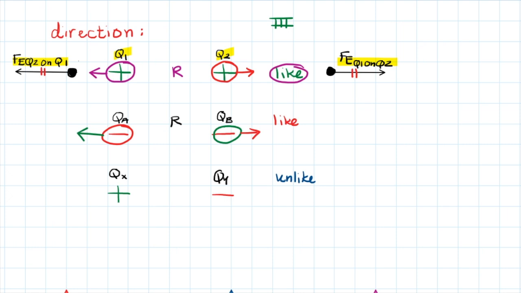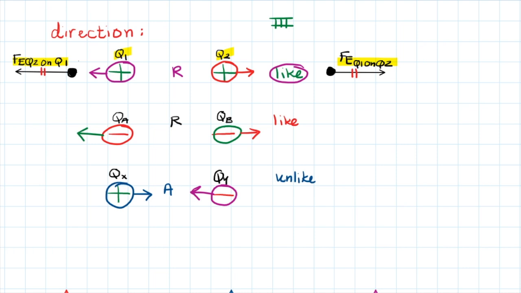If we're looking at QX and QY, in this situation, we have unlike charges. And unlike charges attract each other. So if we focus on QX, then we know that QY is going to pull QX towards itself. And QX is going to pull QY towards itself. So in this case, they're going to pull each other. And this is why the forces are in the directions indicated on your screen.